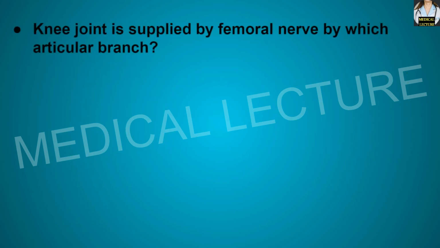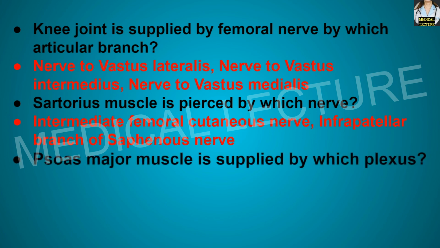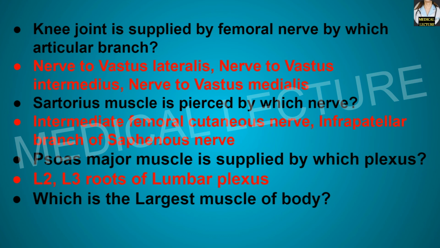Knee joint is supplied by the femoral nerve by which articular branch? So by the nerve to vastus lateralis, nerve to vastus intermedius, and the nerve to vastus medialis. Sartorius muscle is pierced by which nerve? By the intermediate femoral cutaneous nerve and the infrapatellar branch of the saphenous nerve. Psoas major muscle is supplied by which plexus? By the L2, L3 roots of the lumbar plexus. Which is the largest muscle of the body? So it is the quadriceps femoris muscle.